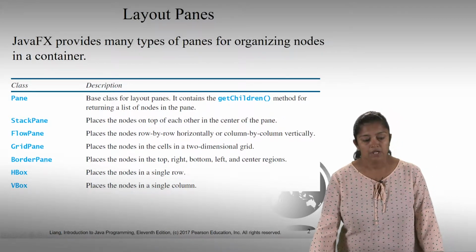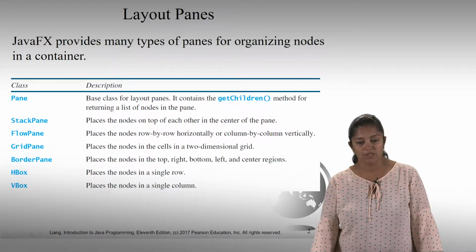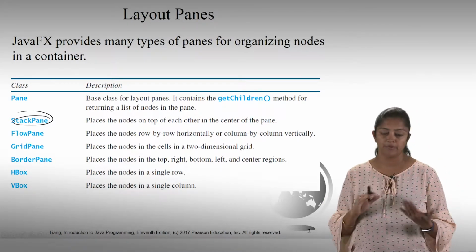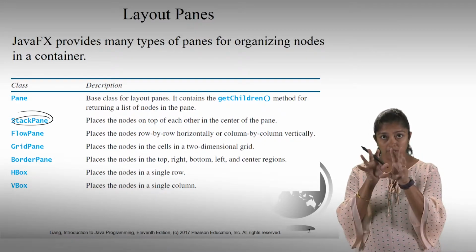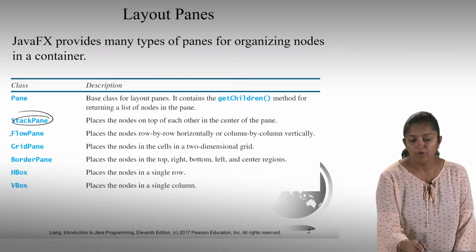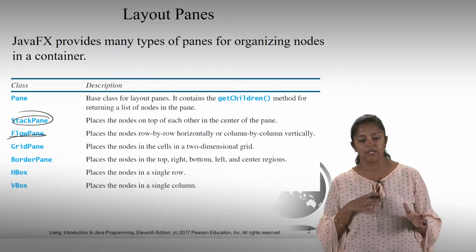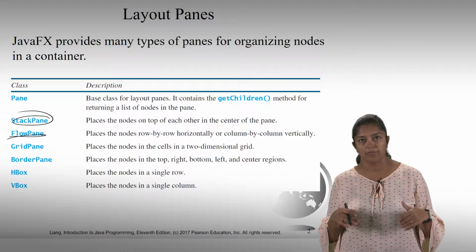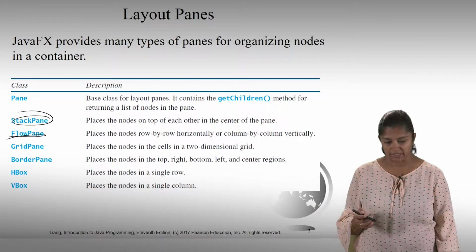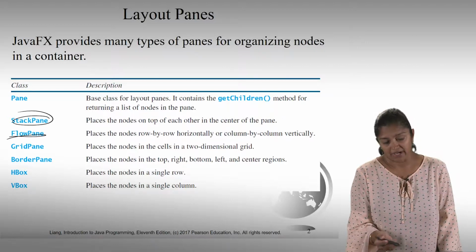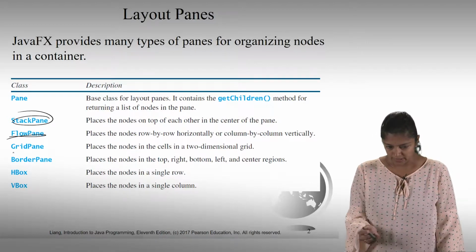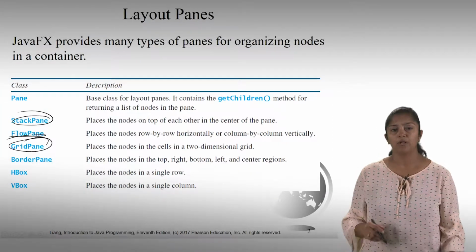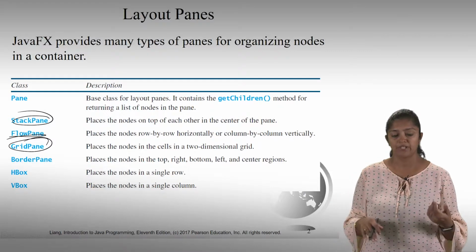So we can have some specialized panes like the StackPane, wherein the nodes are stacked one on top of the other, and it happens in the center of the pane. There's a FlowPane wherein the nodes are arranged either row by row in a horizontal fashion, or column by column vertically, and we can specify whether we want it horizontally or vertically. Then we have the GridPane, wherein the nodes are all placed in cells in a two-dimensional grid.